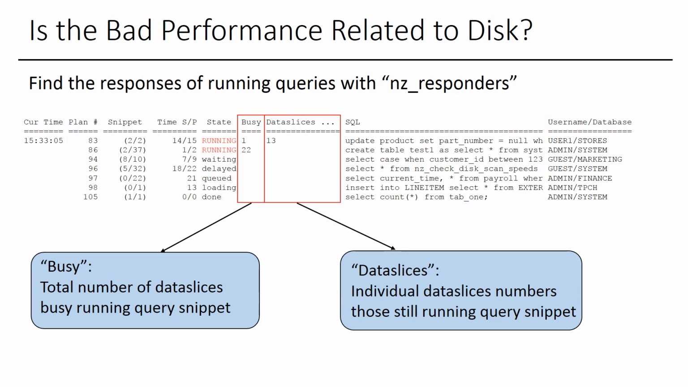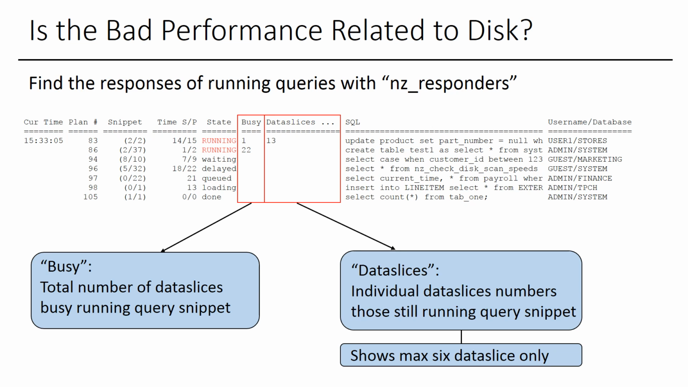The data slices column lists the individual data slice numbers that are still running the query snippets. It can show a maximum of 6 data slice numbers for a particular plan. Confirm the actual number of data slices with the value in the busy column. In this example, for plan ID 83, there is only one data slice in busy state, which is 13. Typically, I/O operation from a data slice is fast, but if nzresponders shows any running SQL statement busy on a certain data slice for a long period, it indicates something may be wrong with that data slice.